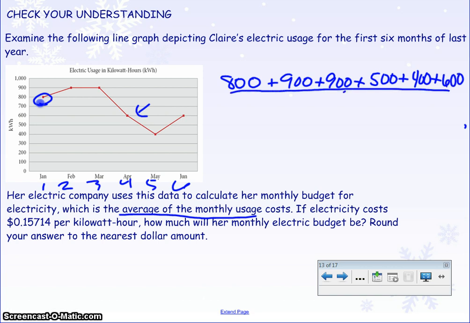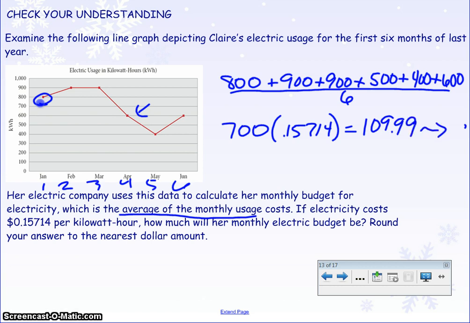Now I'm going to add all of those values together and divide them by 6, which is going to give me the average. And when I do that, I end up with an average of 700 kilowatt hours per month. I'm going to take that and multiply it by that cost, 0.15714. And so for this, Claire's average monthly bill is going to be $109.99, or since it says to the nearest dollar amount, it's basically going to be $110 a month for her bill. How'd you do?